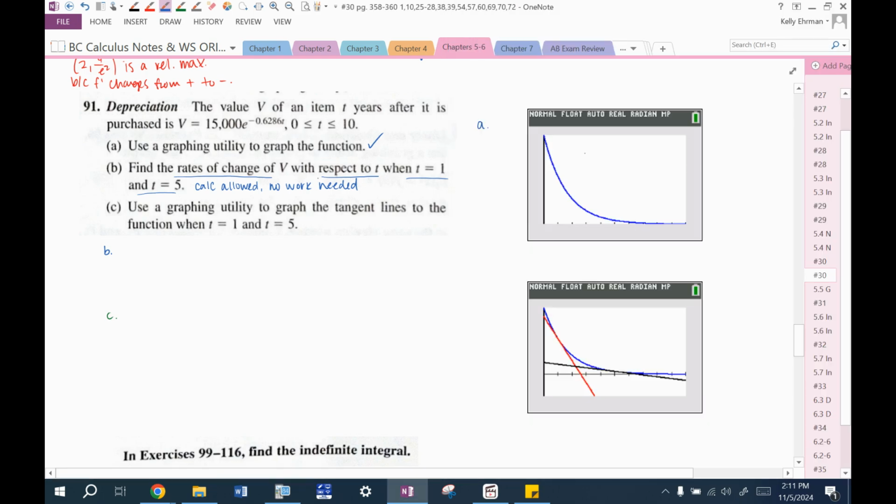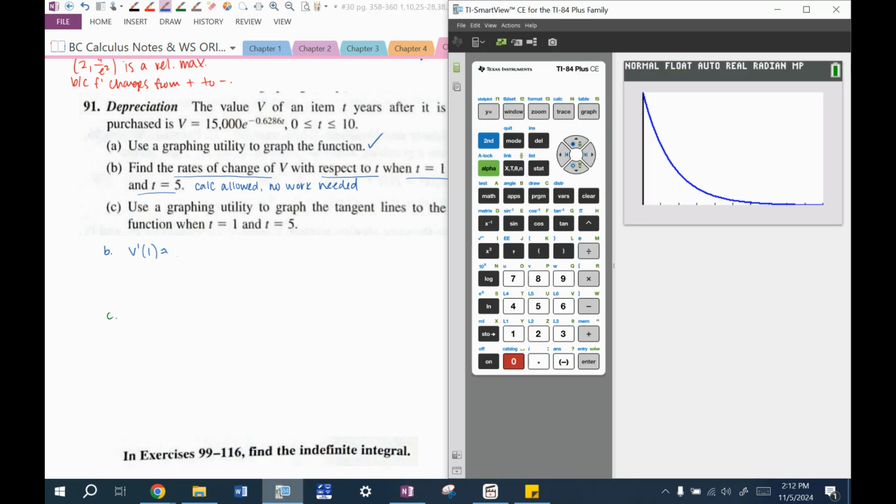Find the rates of change of v with respect to t when t equals 1 and 5. So let's assume a calculator is allowed, since they just told me to use one for part A. If a calculator is allowed, even though we can find the equation for v prime of t, we don't need to. We don't want to mess up doing it, and we don't want to waste any time. So I'm just going to use my calculator just like I would for the AP exam and say v prime of 1 is about equal to, and I'm going to let my calculator do the work.